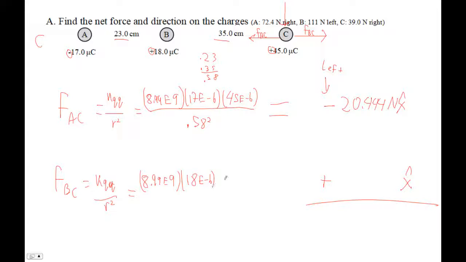So let's see, B is 18 E minus 6, and then C is 45.